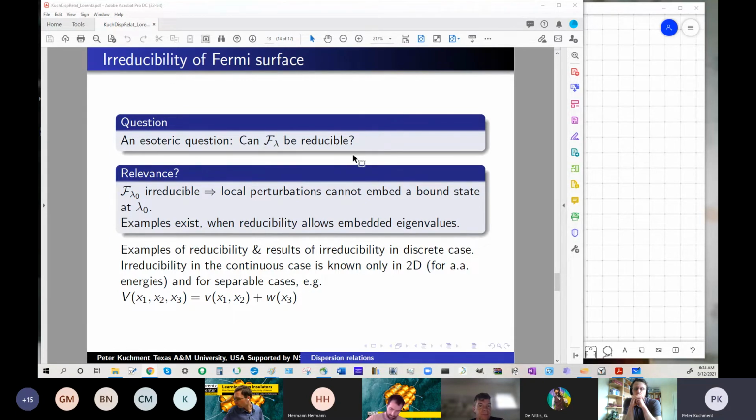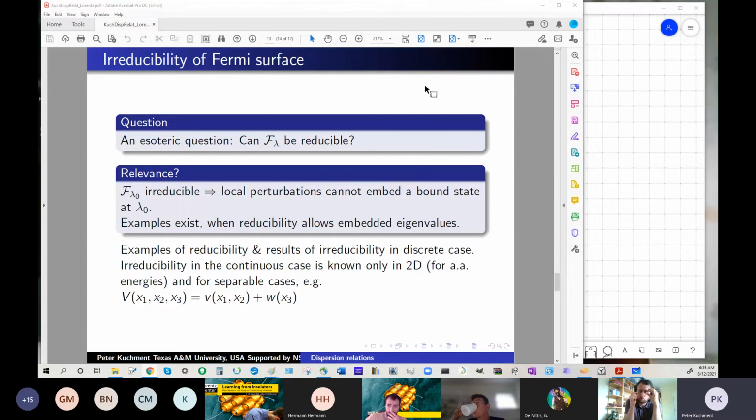about each other. But the question of reducibility of Fermi surface used to be considered very esoteric and not related to anything, till about 20 years ago, it was discovered that it is related. There has been this old problem about absence of embedded eigenvalues. Namely, if you perturb your periodic operator by localized perturbation, we know that you can get additional impurity spectrum in gaps. There shouldn't be any inside of continuous spectrum.